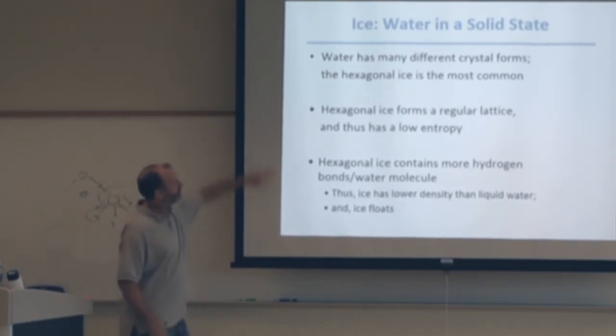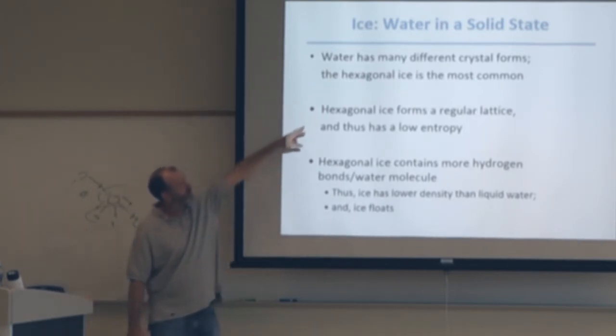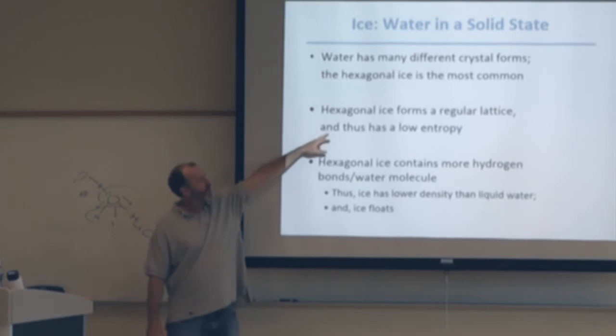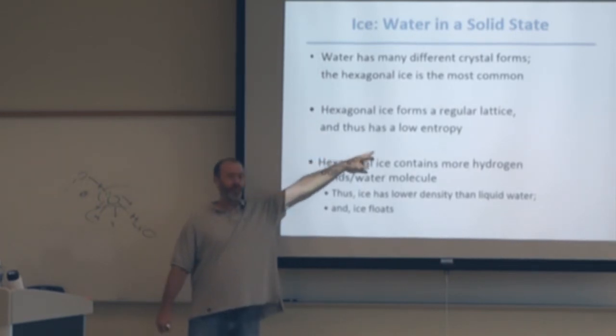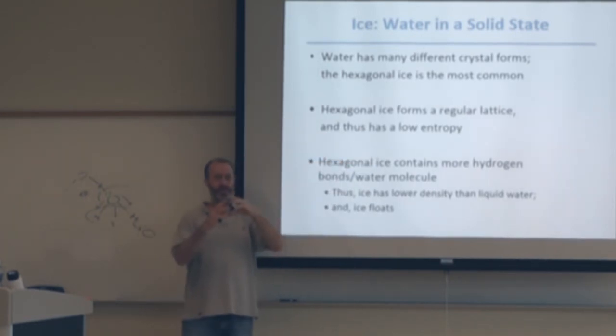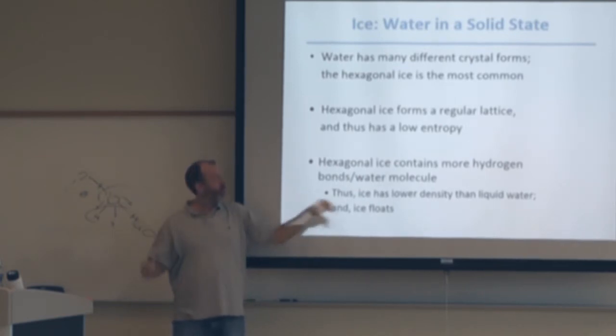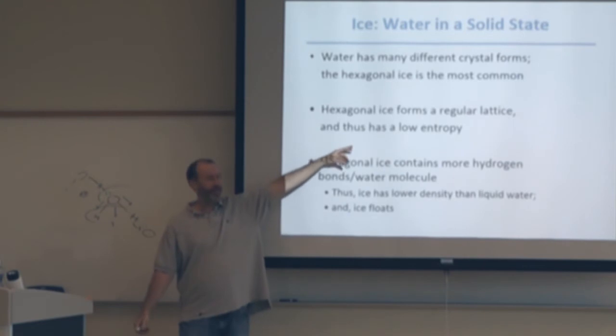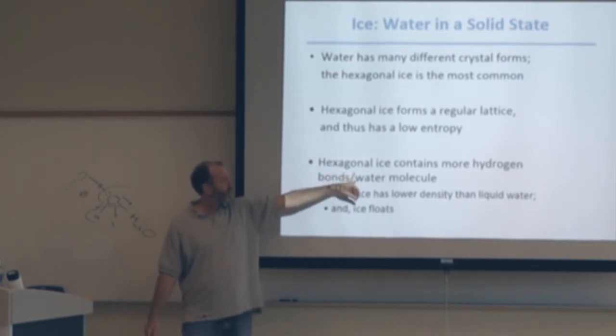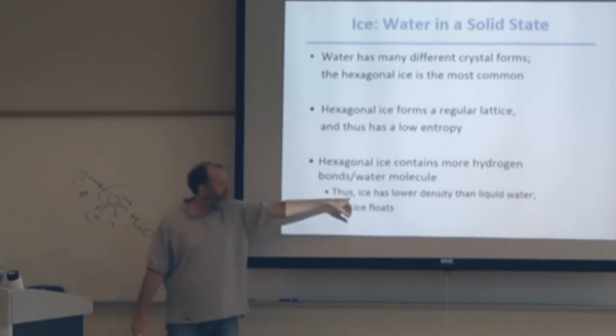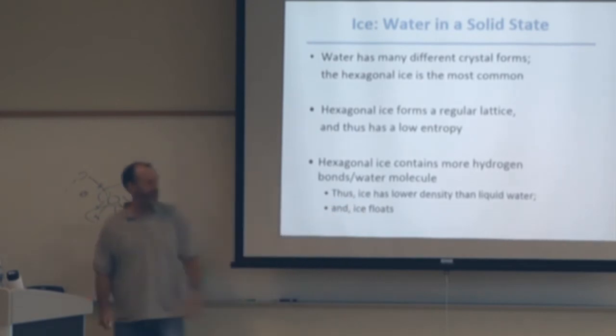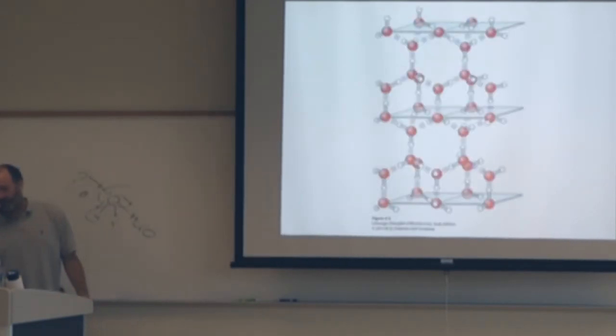So ice in a solid state, I think I already talked about this. Water has many different crystal forms. The hexagonal ice is the most common, and it forms a regular lattice and thus has really low entropy because it's crystallized. The higher the entropy, the more disordered. Hexagonal ice is highly ordered, and it contains more hydrogen bonds per water molecule. Thus, the ice has a lower density than liquid water, thus it floats.